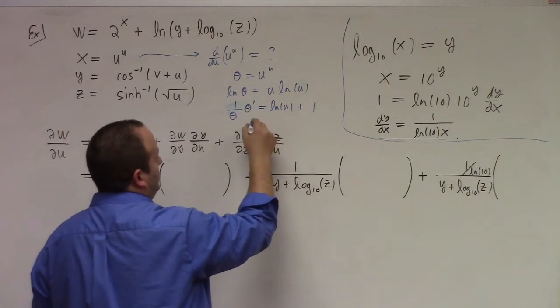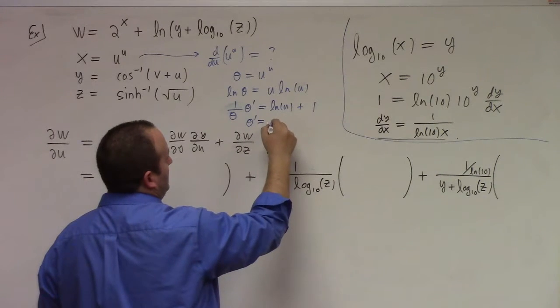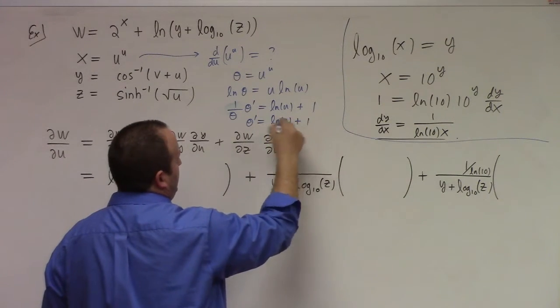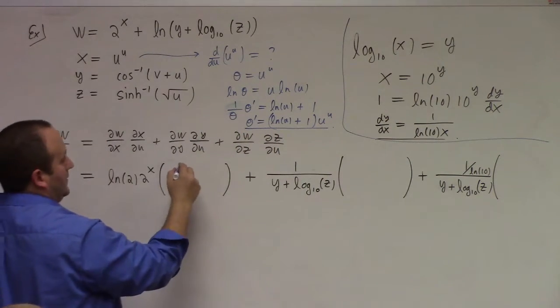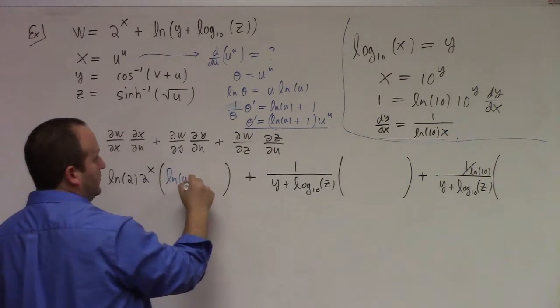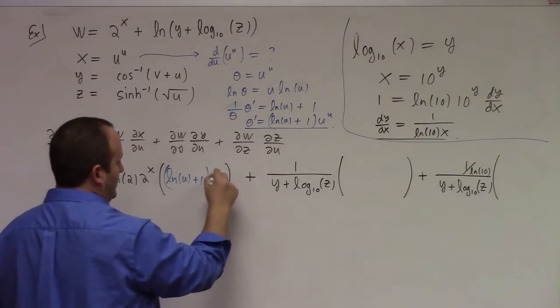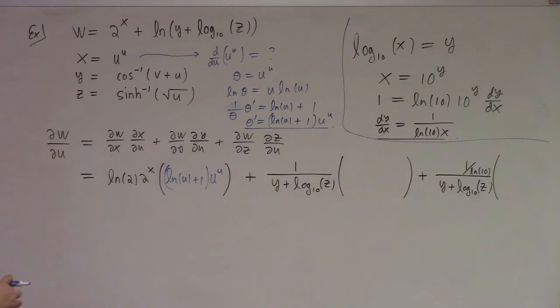So there you have it. Theta prime is equal to the natural log of u plus 1 times u to the u. There's your derivative. So natural log of u plus 1 times u to the u. In other words, we do logarithmic differentiation for such a thing.